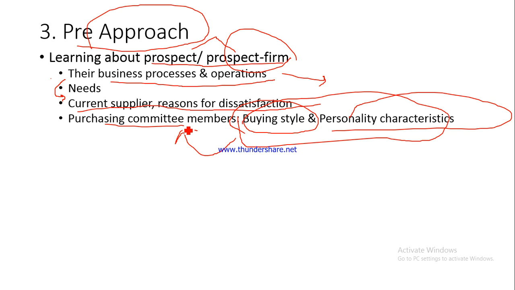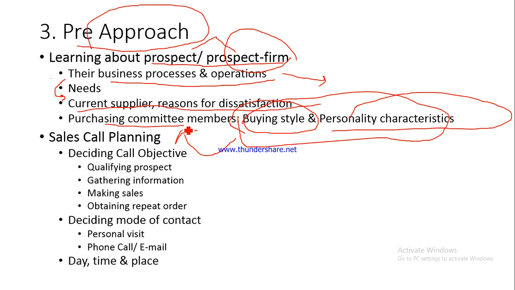Because if they do, then you would also have to convince the children about the quality of the car that you are selling. So you need to know about your prospect thoroughly, so that you can accordingly customize your presentation and your product according to the requirements of the prospects, right? So this is what you do in the pre-approach. Based on the results of pre-approach, you do what? You plan your sales call.